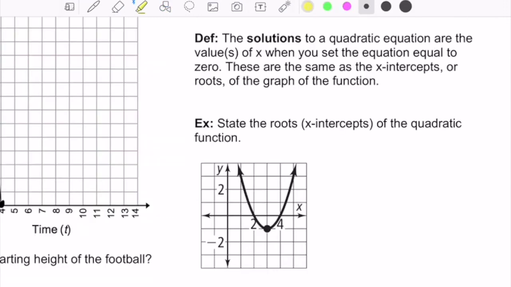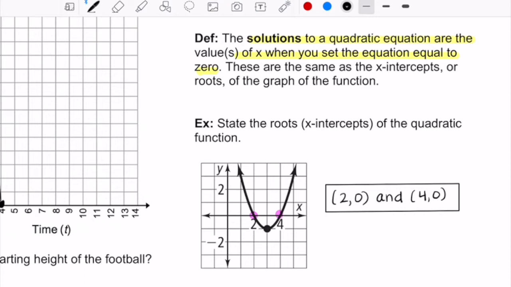All right, up next is a reminder that solutions to a quadratic equation, just like we saw in the problem above, are the values of x that you get when you set the equation equal to 0. And so these are the same as x-intercepts. Sometimes they're called roots of the graph of the function. And so here in the picture, we can see that there are two x-intercepts, and those two x-intercepts appear to be at the points 2 comma 0 and 4 comma 0. Sometimes instead of it being written like this, you'll see it written as x equals 2 and x equals 4 or x equals 2 comma 4, just so you know those are the same.